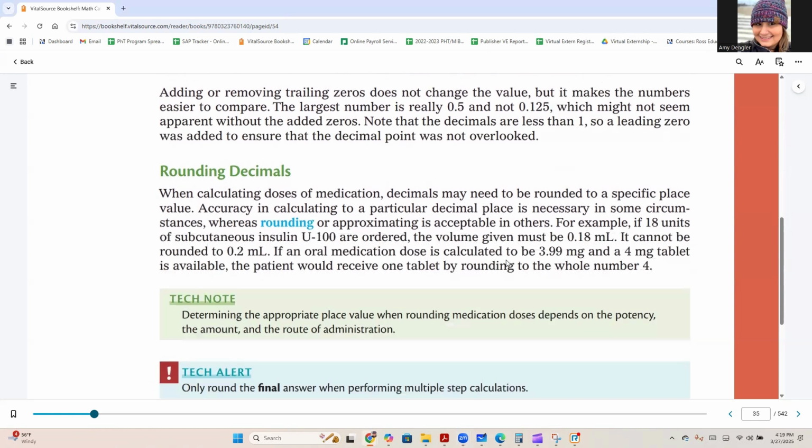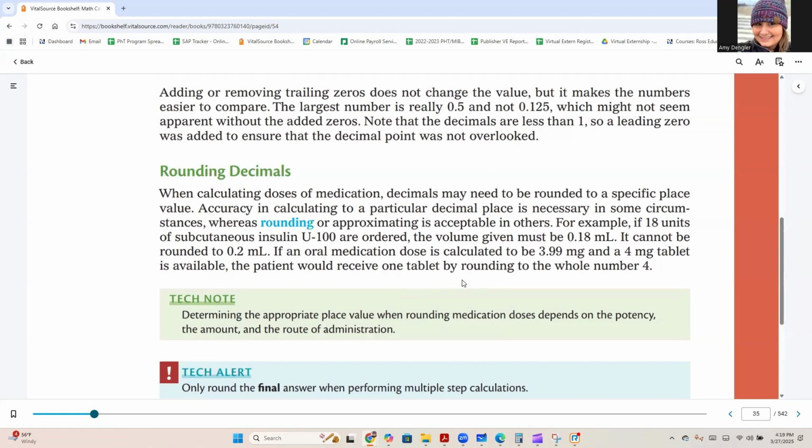When calculating doses of medication, decimals may need to be rounded to a specific value. Accuracy in calculating to a particular decimal place is necessary in some circumstances, whereas rounding or approximating is acceptable in others. For example, if 18 units of subcutaneous insulin U100 are ordered, the volume given must be 0.18 milliliter. It cannot be rounded to 0.2 milliliter.